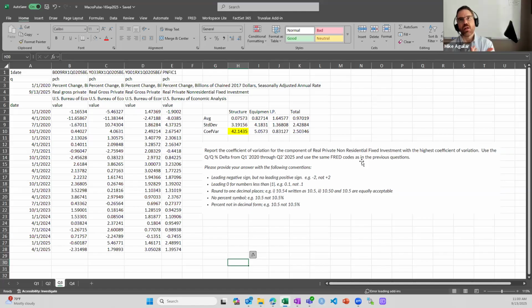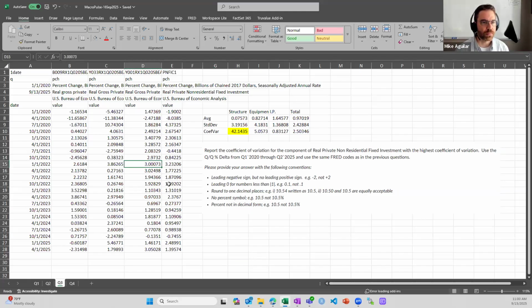How do we adjust for that? Well, can we scale for the typical level? That's exactly what the coefficient of variation does. Take the standard deviation, divide it by that mean. We're going to use the Q over Q percent delta from Q1 2020 through Q2 2025. And we're going to use those same FRED codes.